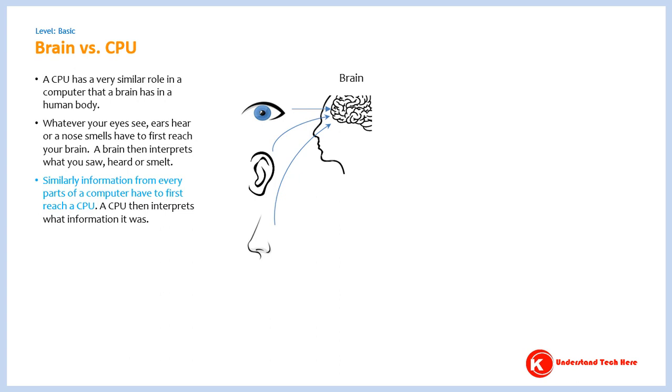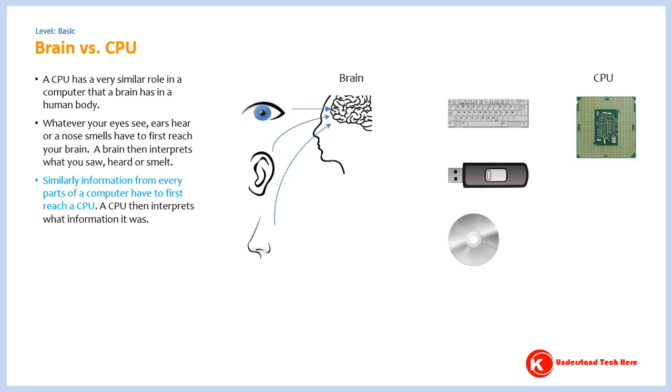Very similar things happen in a computer. Whatever you type, whatever is in your pen drive, or whatever is in your CD, they all have to reach the CPU. A CPU then interprets what information it was. If anything doesn't reach the CPU, then, well, your computer won't know what it was.